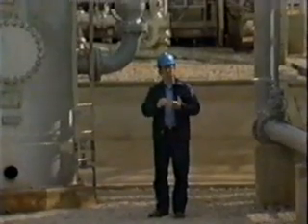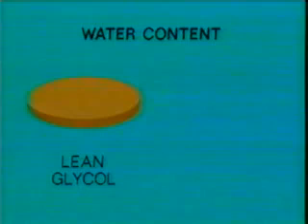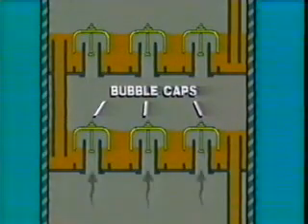Contactor columns usually contain either tray, random packing, or structured packing. Now for a large volume of gas, the contactor is usually a tray column consisting of 4 to 12 trays. And of course, the greater the number of trays, the more moisture can be removed. Each tray has openings with bubble caps bolted over them. The upflowing gas is forced through these caps and bubbles evenly through the downflowing glycol. The gas gives up water, and becomes drier as it passes upward through each succeeding tray. The glycol becomes more saturated with water as it flows downward over each tray.